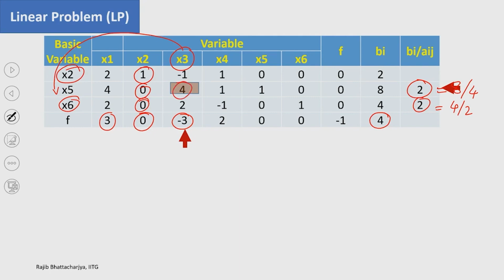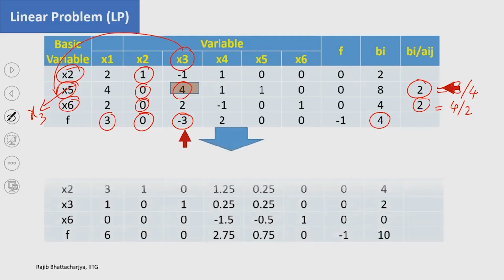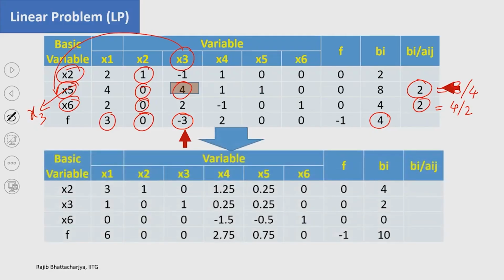Okay. So, if it is the pivoting element, then x5 will be replaced by x3. Okay. So, x3 will come into the basis, and x5 will go out as a non-basic variable. So, if I do that, we are getting this table. So, now x2 is a basic variable, x3 is a basic variable, x6 is a basic variable, and here in x3, this is 0, this is 1 and this is 0 and this is 0, and what solution are you getting?